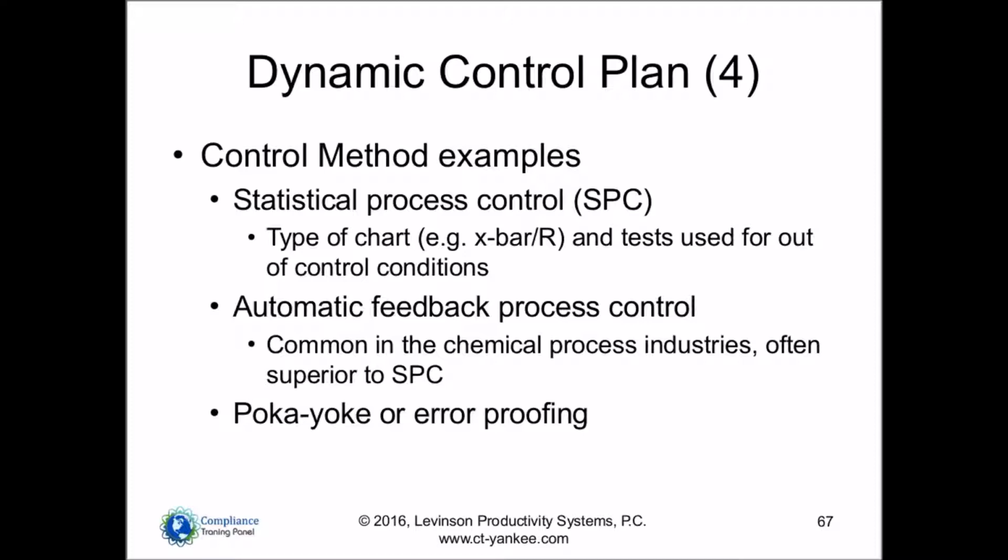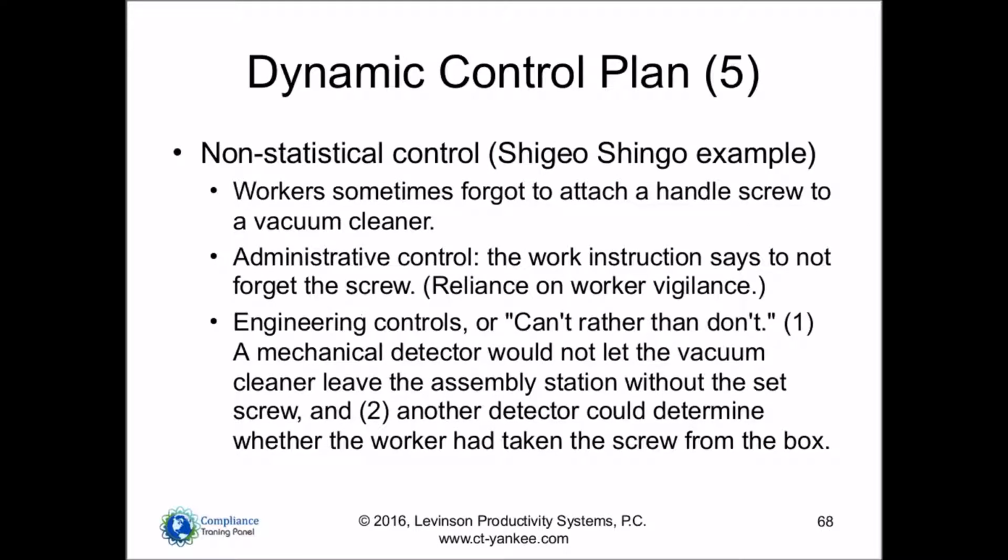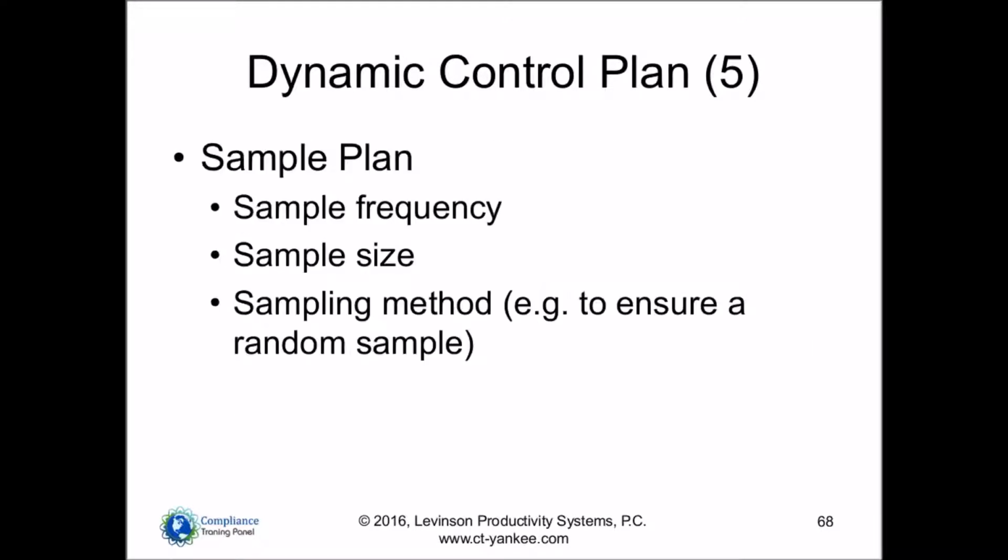Control methods: statistical process control is traditional. Automatic feedback process control, such as that used in the chemical process industry, is superior to statistical process control in most cases. Poka-yoke or error proofing, for example, something that makes it impossible to assemble the part backward. Any of that is a control method.